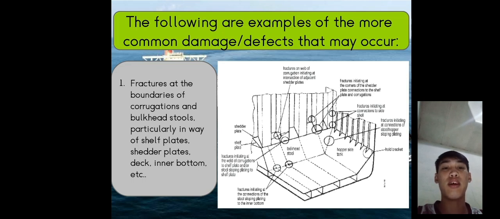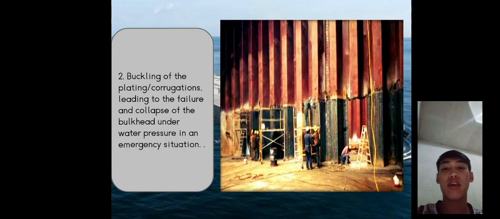For example, fractures on web of corrugation initiating at intersection of adjacent shedder plates, fracture initiating at the corners of the shedder plate connections to the shell plate and corrugations. Second, buckling of the plating or corrugations, leading to the failure and collapse of the bulkhead under water pressure in an emergency situation, as you can see in the pictures, sir.